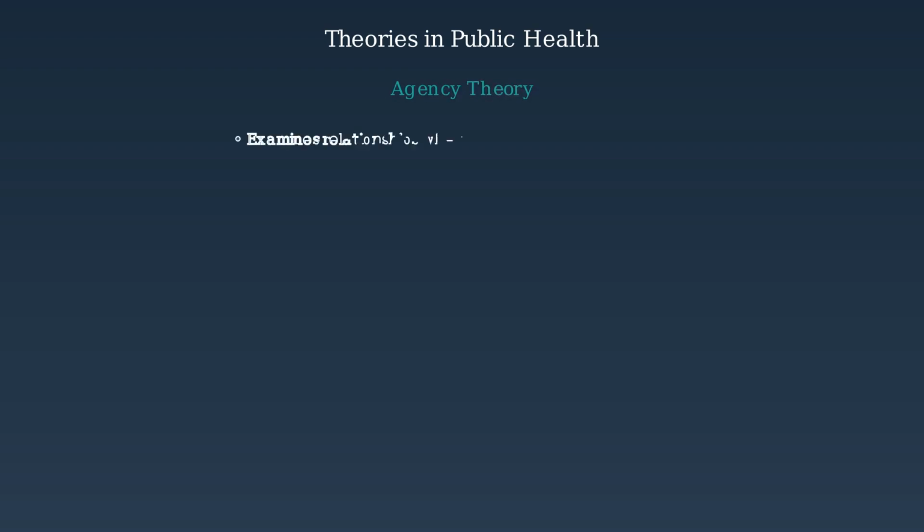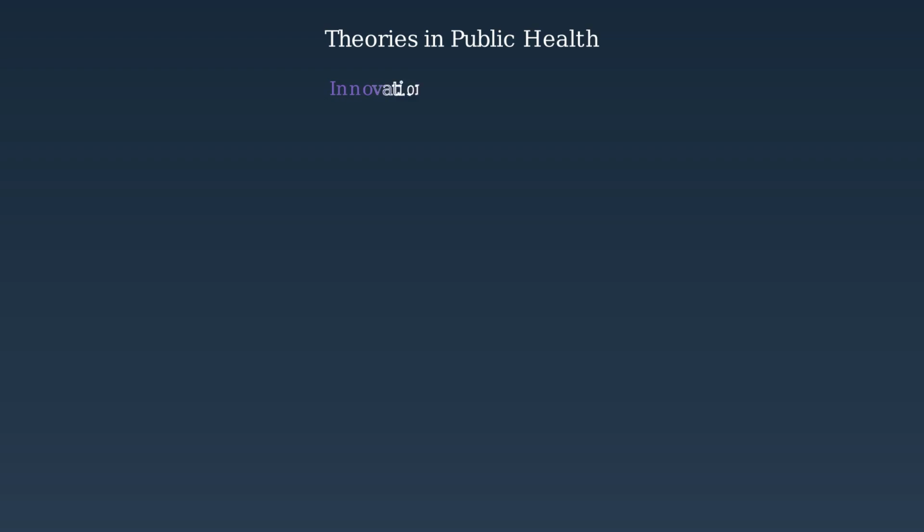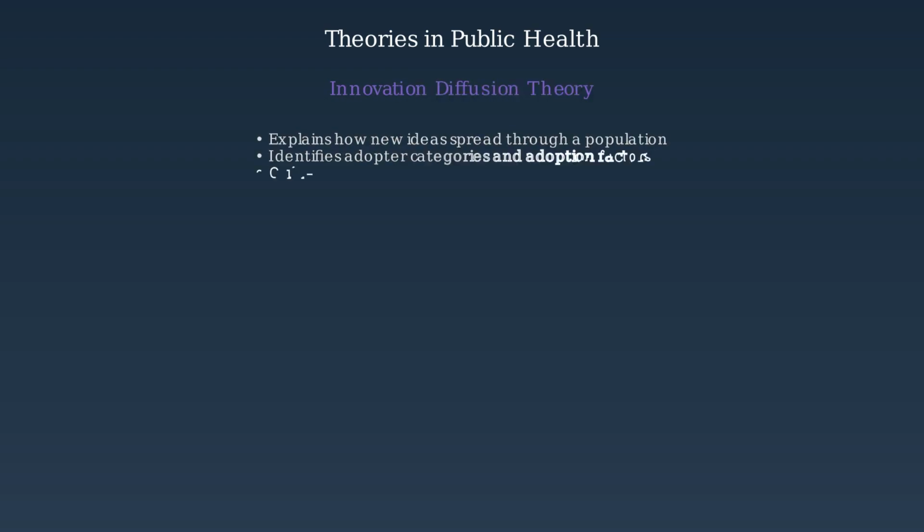Agency theory examines relationships where one party, the principal, delegates work to another, the agent. In healthcare, this could be a health ministry delegating service delivery to healthcare providers. Innovation diffusion theory explains how new ideas and practices spread through a population. This theory helps us understand why some health interventions are quickly adopted while others face resistance.